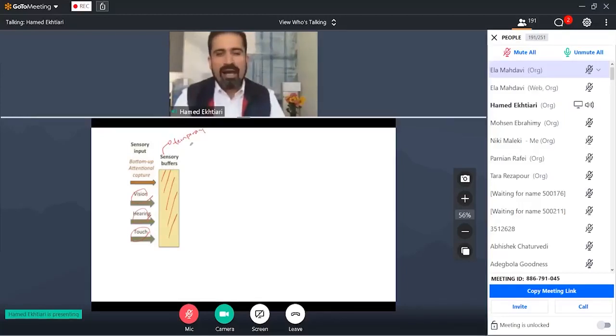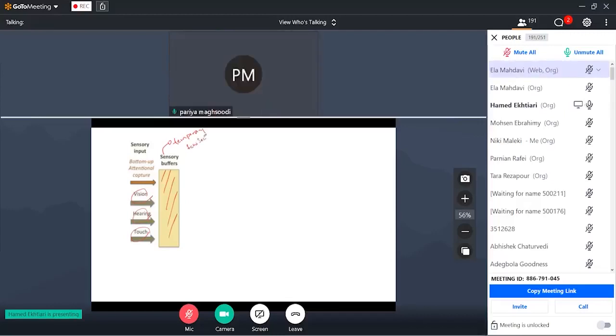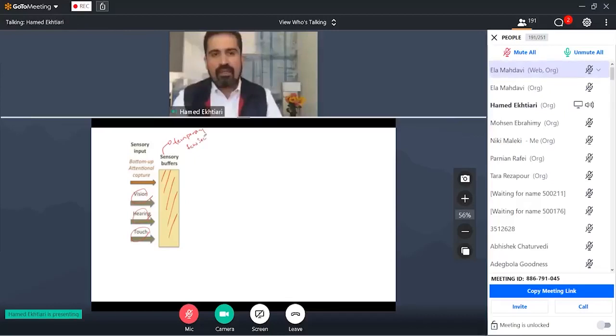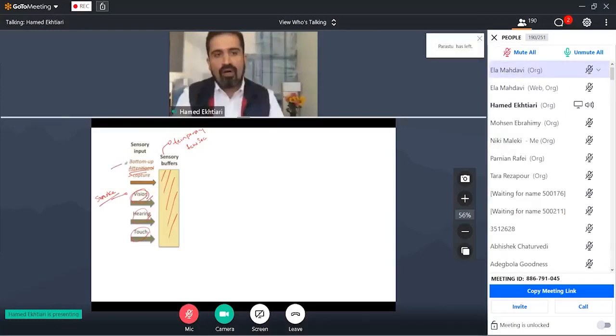We will have the information here for something like a few seconds. We keep the information in the sensory buffer for just a few seconds. And we might be able to have what we call attentional capture. By attentional capture, I mean when you see a snake, that would engage your visual processing, and then you have what we call bottom-up attentional processing. That would increase the amount of information that goes into your visual system.